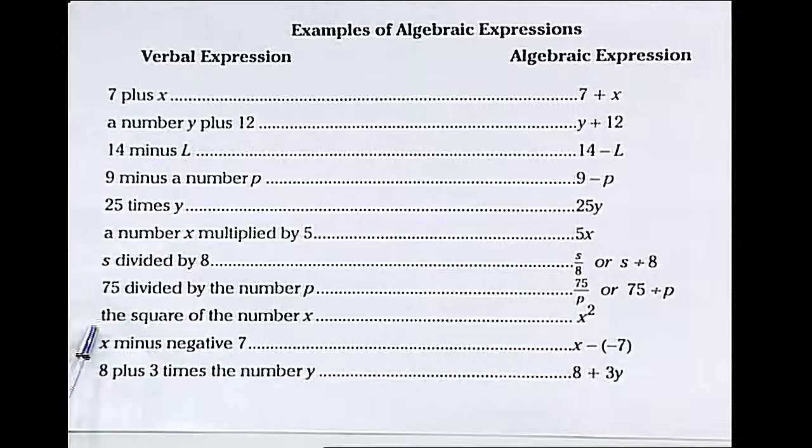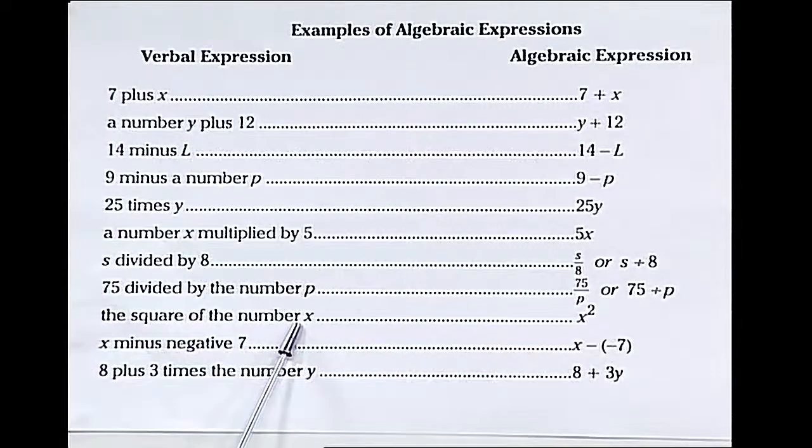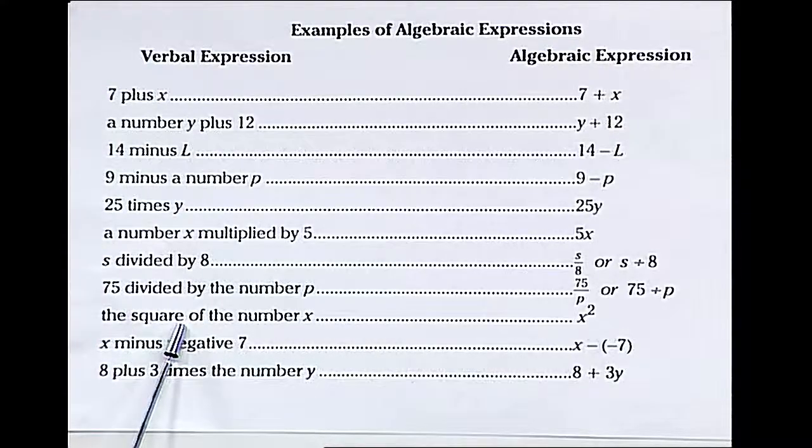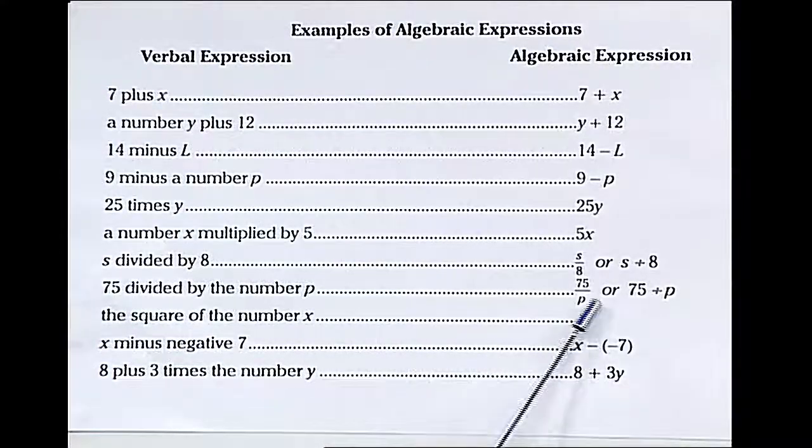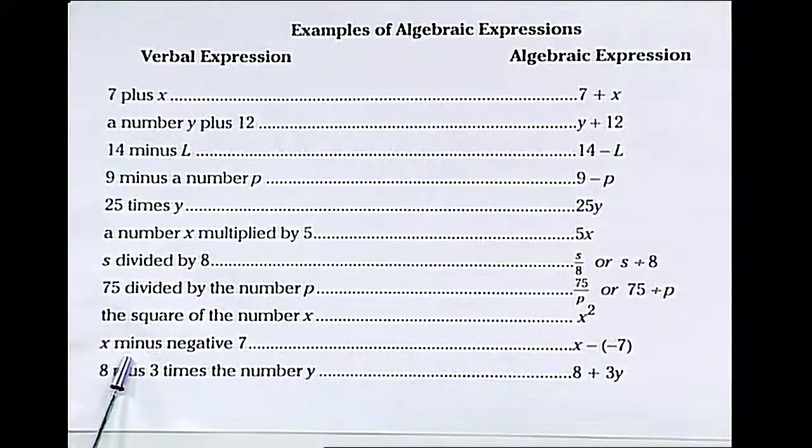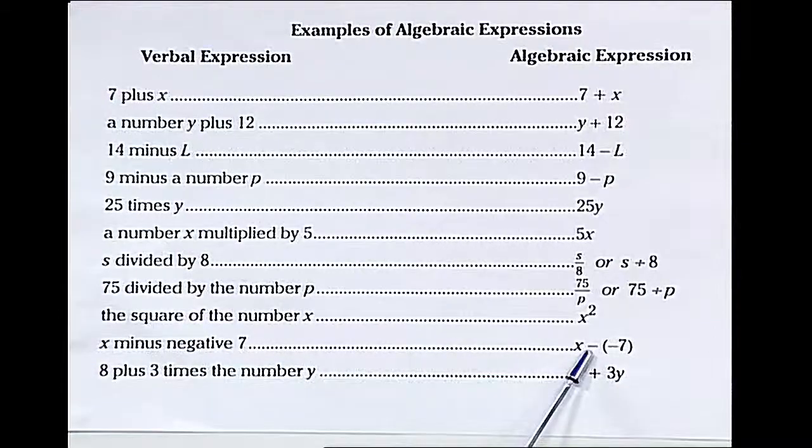In our next example, the square of the number X. Remember that when we did exponents, we talked about the word square. This would mean X to the second power, or X squared. X minus -7. The parentheses in this case are here so that you do not get the negative sign confused with the minus sign. These parentheses do not mean to multiply. They're there for clarification purposes only.